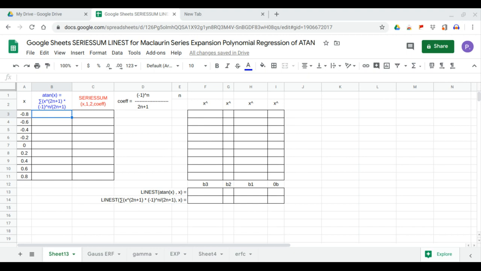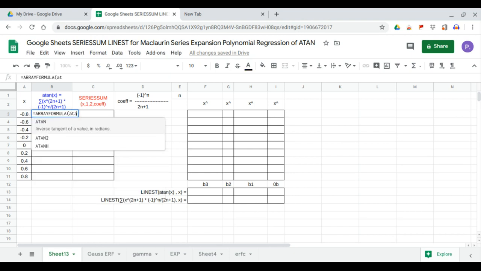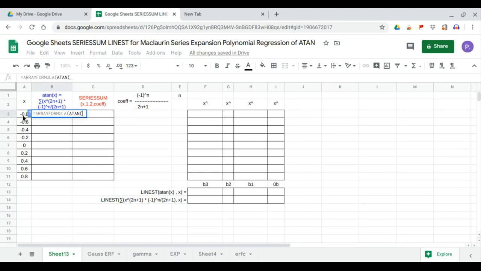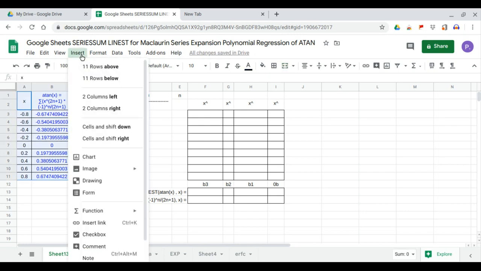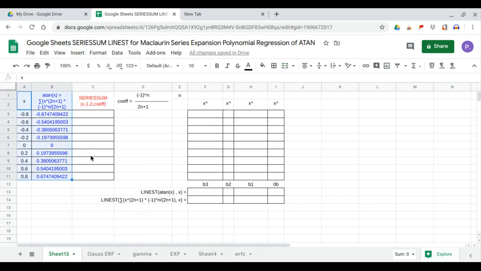In this video, we will use SERIESSUM and LINEST in a Maclaurin series expansion of arctangent and its polynomial regression. Here we have an arctangent. We generate the arctangent of its dataset, an array formula, ATAN of these values. And we chart this and regress it to the best fit.